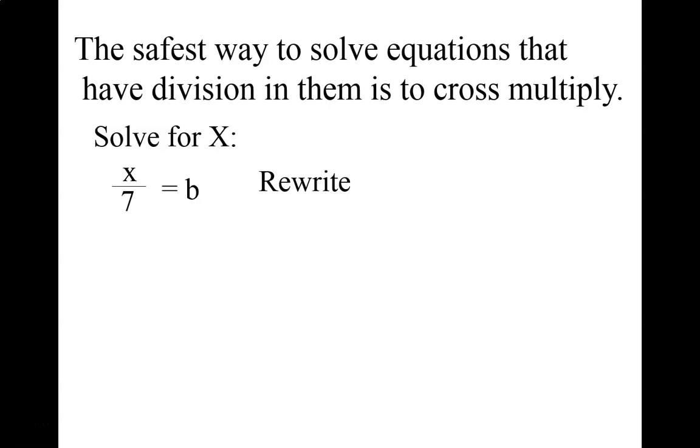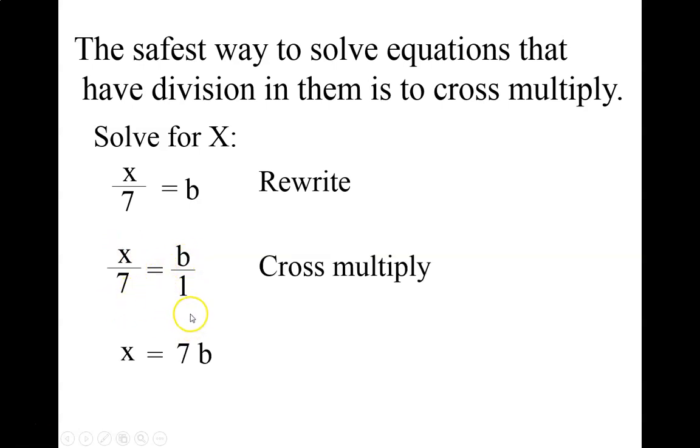If you're going to solve an equation and you've got something that looks a little fractiony, very often the best place to start is to cross multiply. So rewrite your equation so that they both look like fractions, and then cross multiply. So you get 1x equals b7. And that's always a safe thing to do, or x equals 7b, and that's solved for x, so we're done.